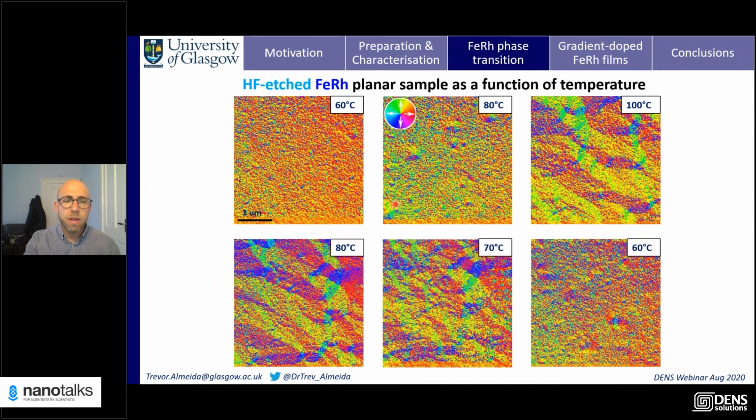Then if we cool down again, at 80 degrees you can see it's still pretty much in a fully ferromagnetic state with large domains. So there's hysteresis on cooling versus heating. At 70 degrees, we can see these domains start to disintegrate. And then at 60 degrees, we have some residual vortex states. So again, this signifies hysteresis of cooling versus heating.